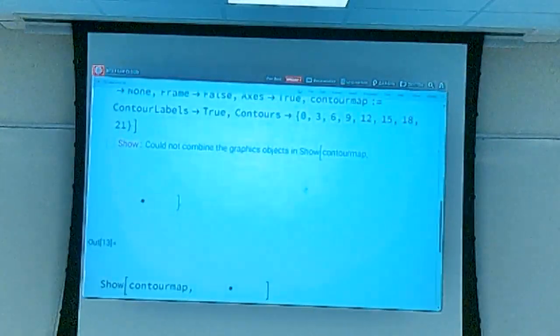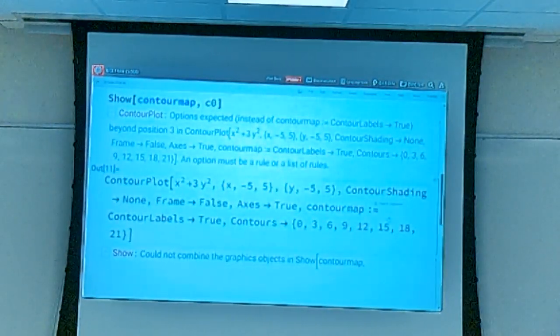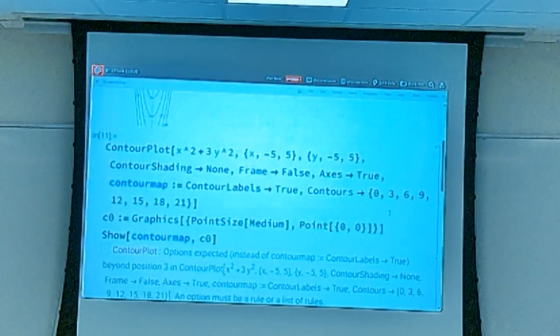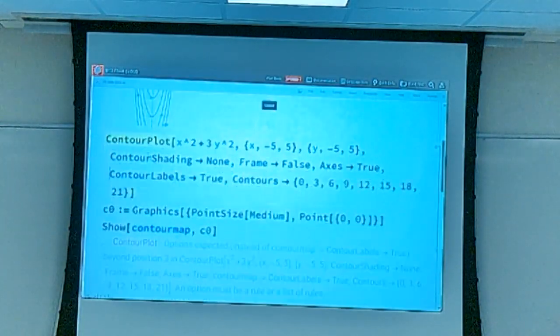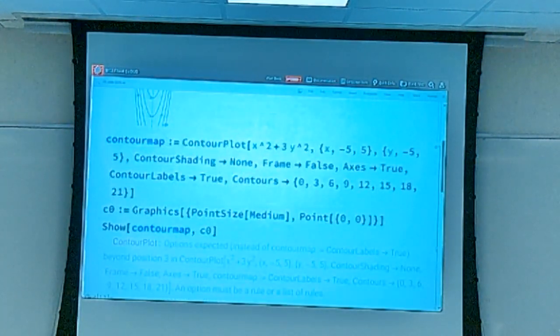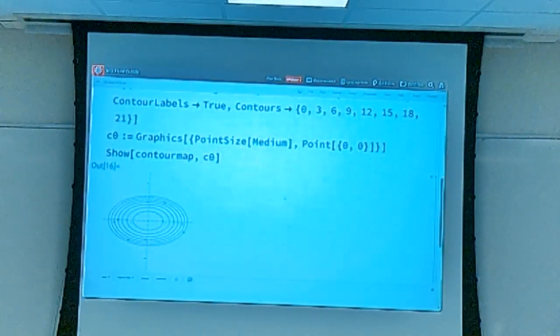Oh no, it doesn't like that. It doesn't belong there. That's better. And now you can see that point right on there, right? And we could make that larger too, but that should be good.